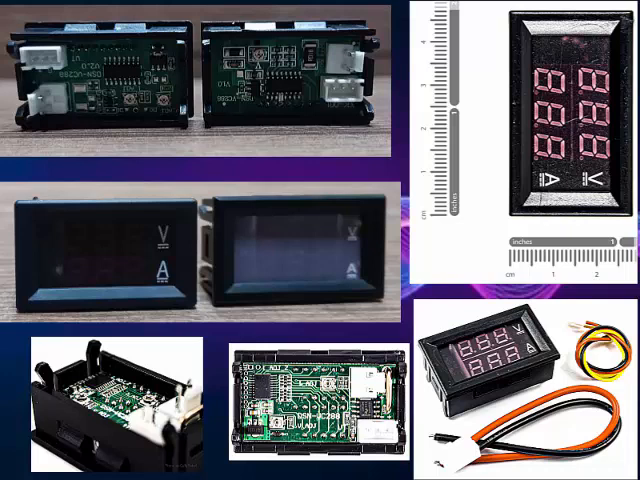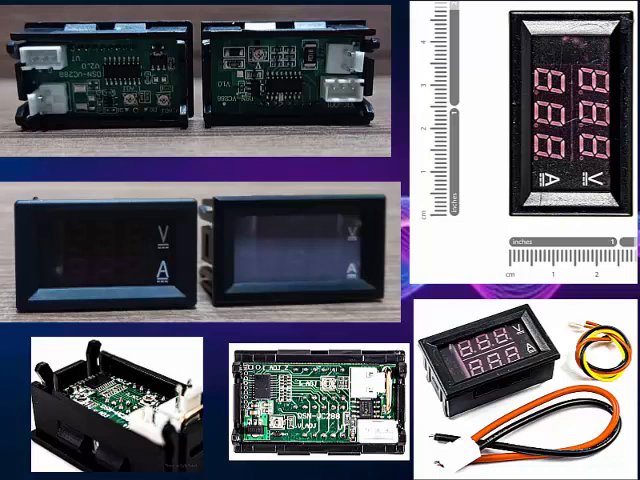Technical specifications of the digital voltage and current display module. Voltage display accuracy, 0.1 volts. Current display accuracy, 0.1 ampere, up to 5% error. Wire specifications. Thin red wire, VCC, positive power supply input, 3.5 to 100 volts. Thin black wire, GND, negative power supply input, 3.5 to 100 volts, and common ground measurement signal.